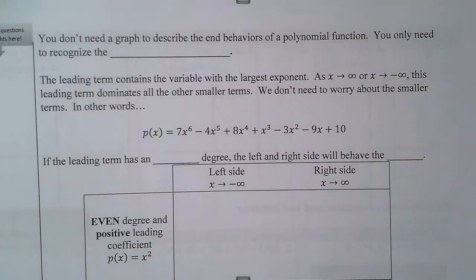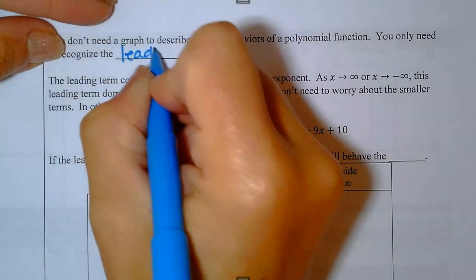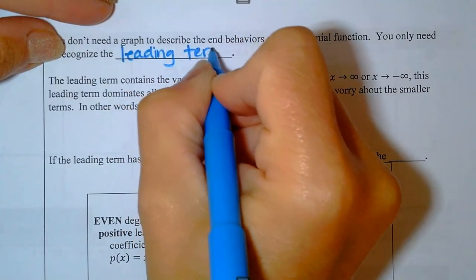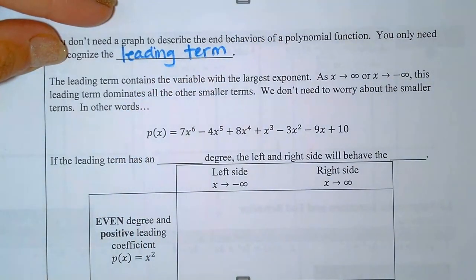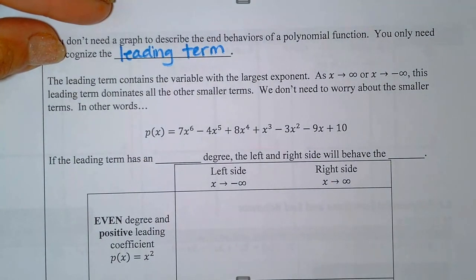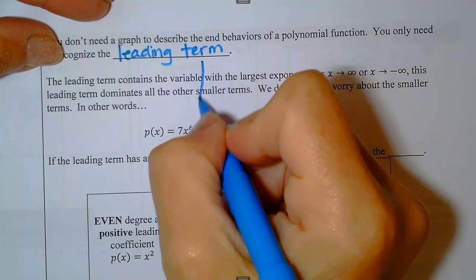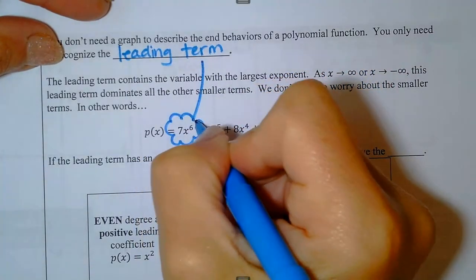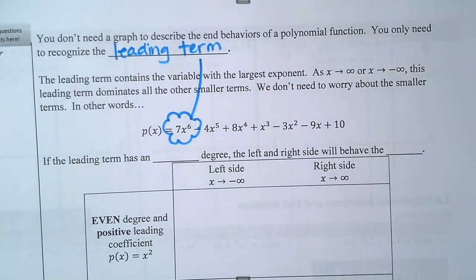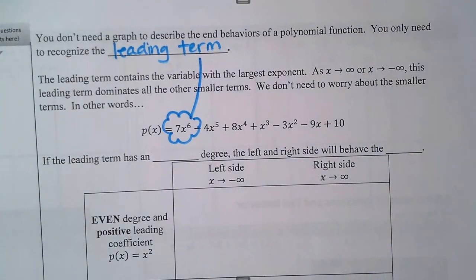You look at the leading term. Which leading term, you guys are both right. You look for the highest exponent and you look for the coefficient, okay? So in this instance, it's this one right here, this 7x to the 6th. So what does that tell us? What does 7x to the 6th tell us?